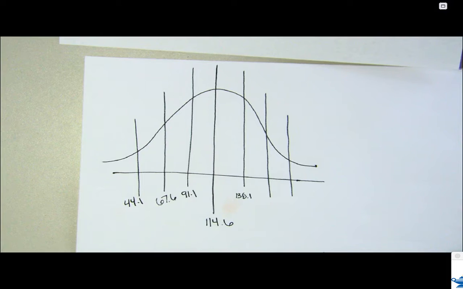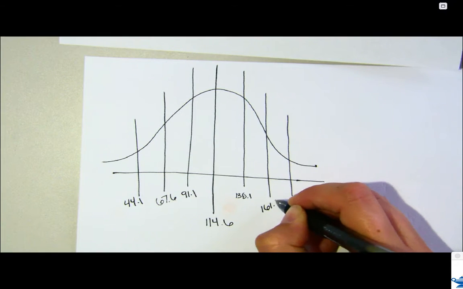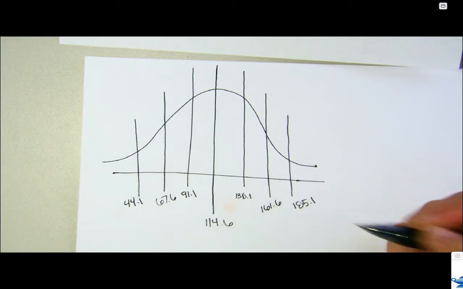Do you see how we're finding this, ladies and gentlemen? Yes? All right. So what is 2 standard deviations above the mean? 161.6. There you go. And then 3 standard deviations is 185.1.